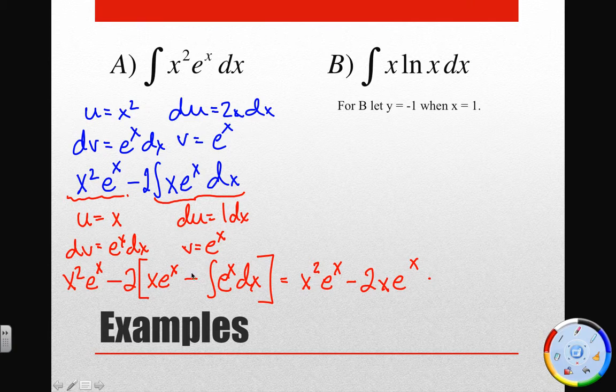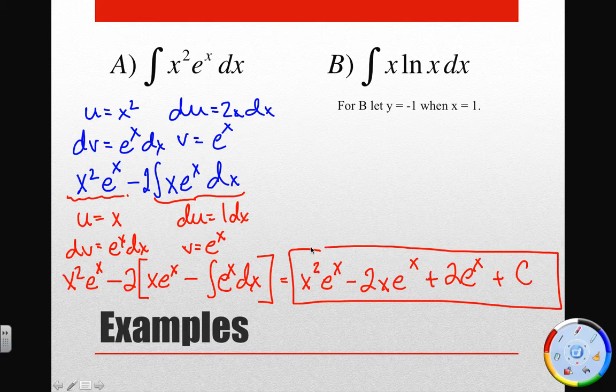And then you've got a minus times a minus. That makes a plus 2 times the antiderivative of e to the x, which is e to the x, plus c. And there's your final answer. And if you took the derivative of this nice ugly thing, you will get this nice, pretty simplistic thing, actually. Oh, fun, right? I know you guys are all thinking this is super fun.